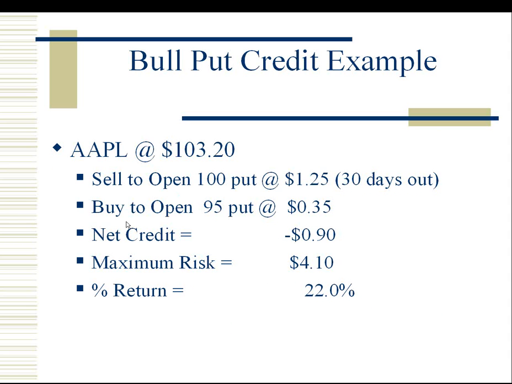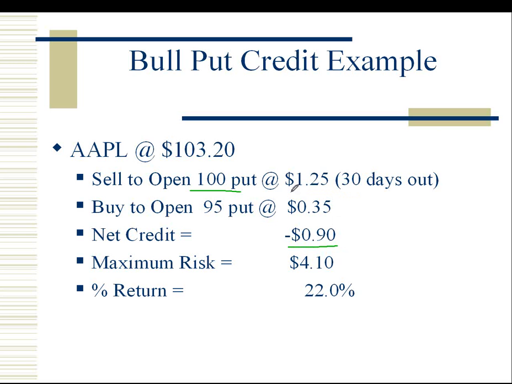I want to sell a bull put spread. I'm going to look out in time, maybe within 30 days, and we want to sell an out of the money put and buy a deeper out of the money put. So we're going to look to sell the 100 put, and that's $3.20 below the current stock price. We're $3.20 out of the money. We might receive $1.25. At the same time, we'll buy to open the 95 put for 35 cents. We receive a credit up front of 90 cents. That is our maximum return for the position.